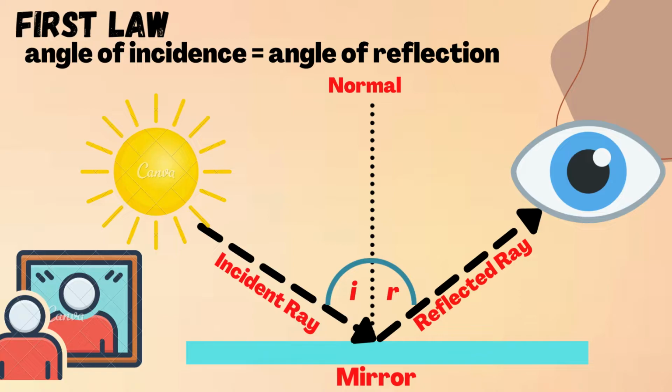So this is all about mirror. Now let's learn about the first law. Now what does the first law say? That the angle of incidence. What was the angle of incidence? This I, angle I between the incident ray and the normal. It is equal to the angle of reflection, that is between the normal and the reflected ray. So if the angle of incidence is 40 degree, then the angle of reflection will also be 40 degree.